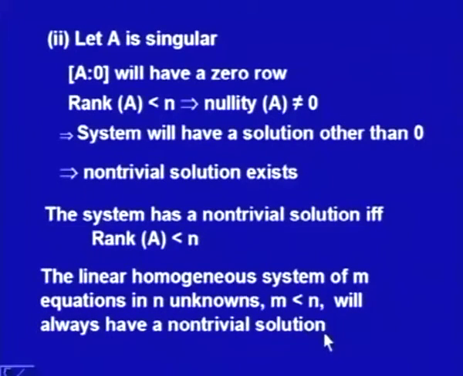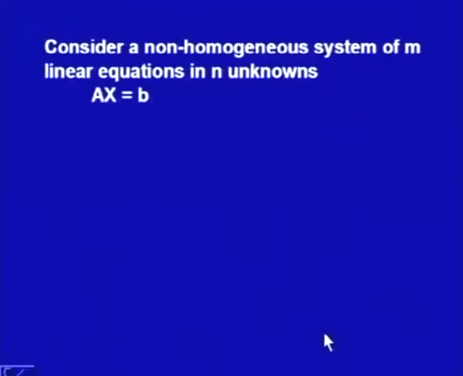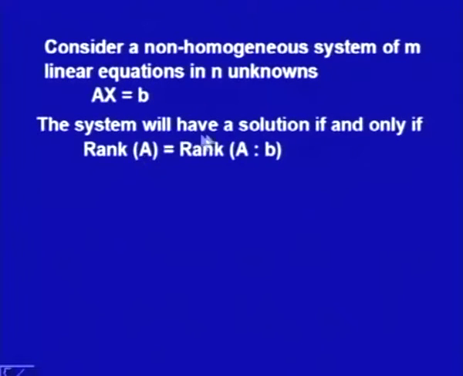So, the next thing is we consider a non-homogeneous system of m equations in n unknowns. So, we have written the system in the form Ax is equal to b, where A is an m by n matrix, m equations in n unknowns. That is why A is m by n and b is a column vector. This system will have a solution if and only if rank of A is equal to rank of the augmented matrix [A b].